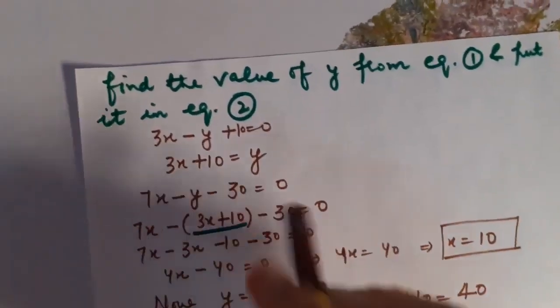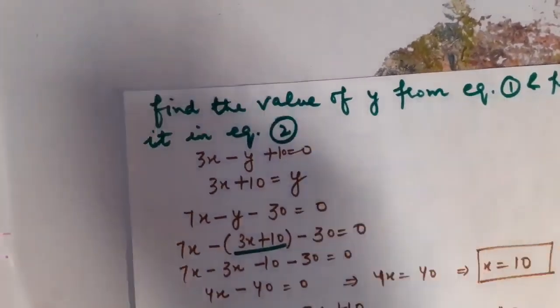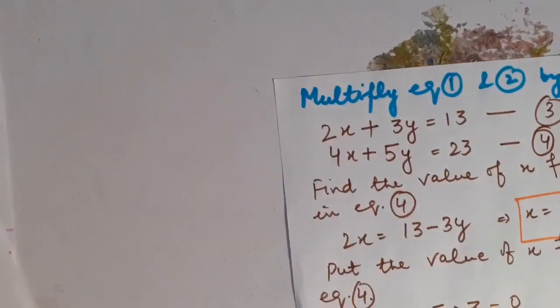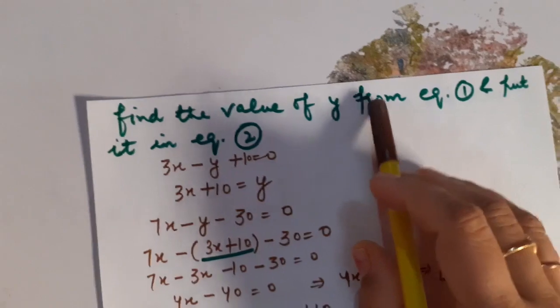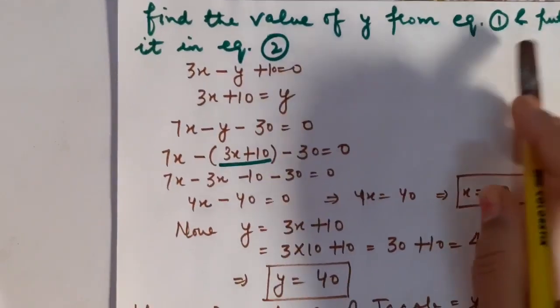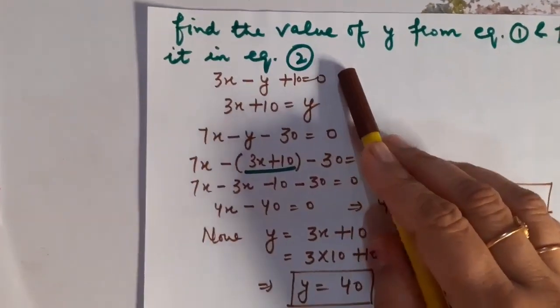Now, what is to be done? I am just going to find the value of y from equation number 1 and then I am going to put that value in equation number 2.